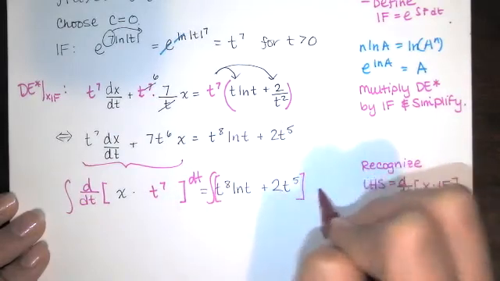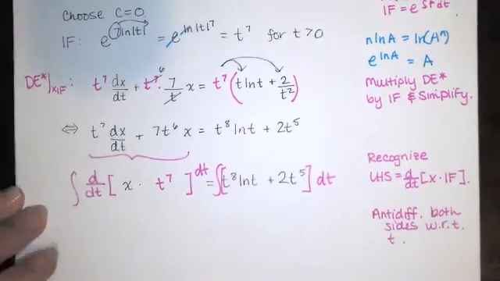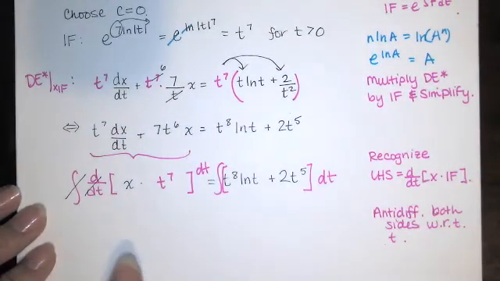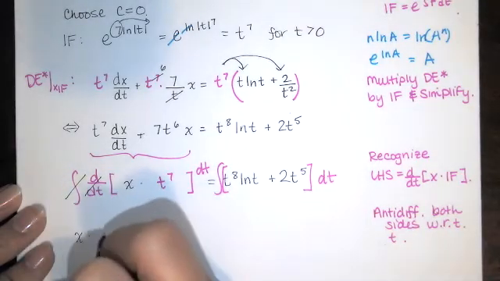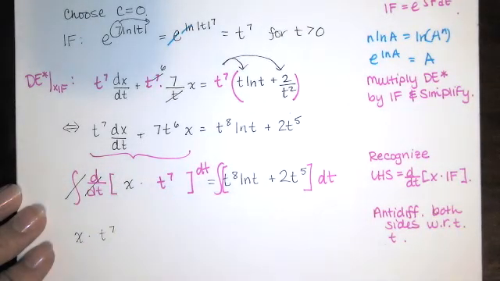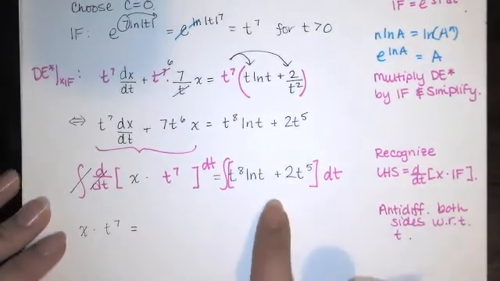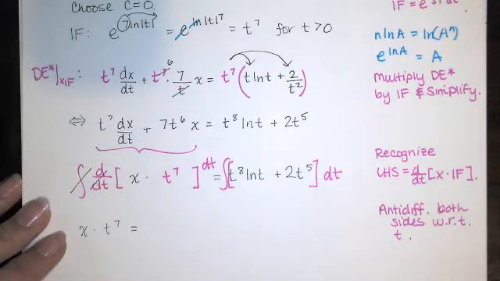And I'll put some brackets here, so all of that's multiplied by my dt. Just a stickler about those notation things. Okay, the antiderivative of the derivative is my dependent variable times t to the 7th. And then over here, that one's easy, that's just a power rule.